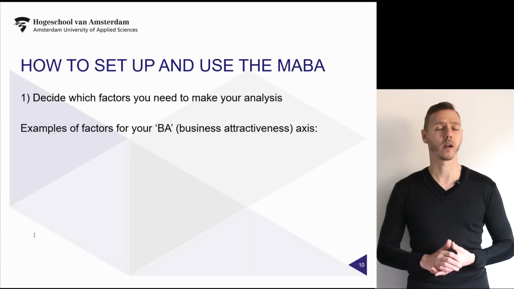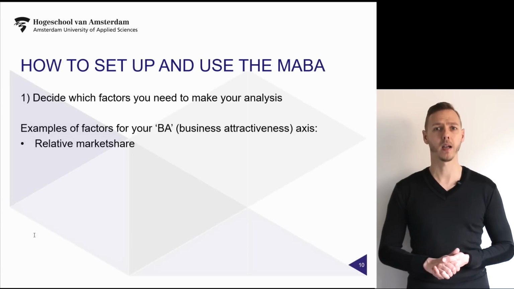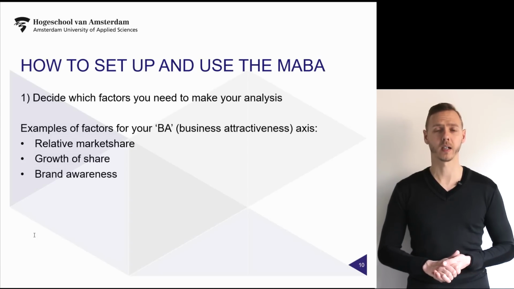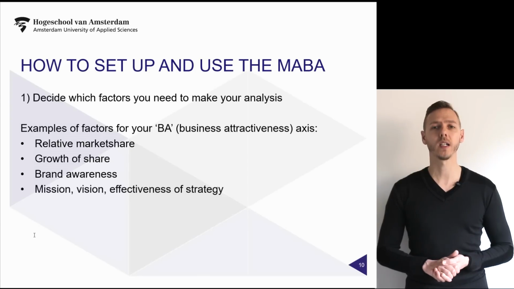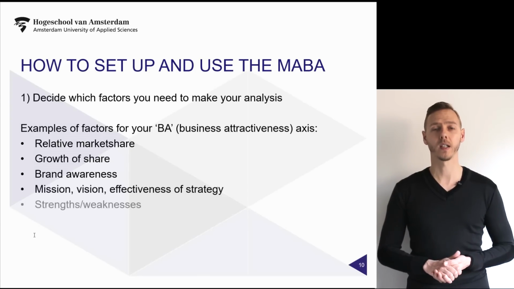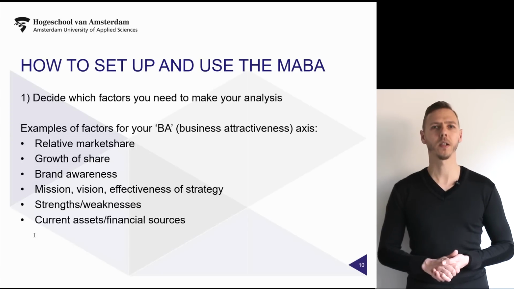So, factors or criteria that you could use for your BA axis are relative market share, the growth of your share, how it develops in the last few months or years, or image questions like brand awareness or your image as a brand or the image of your product in this business, or more strategy questions like your vision or your strategy or certain strengths or weaknesses that you have. A very good criterion always to use are financial sources or financial factors. How is your financial position?